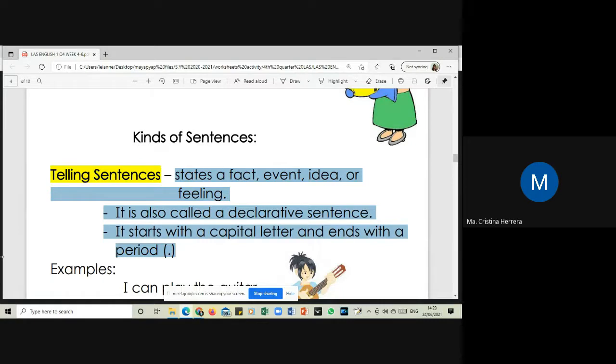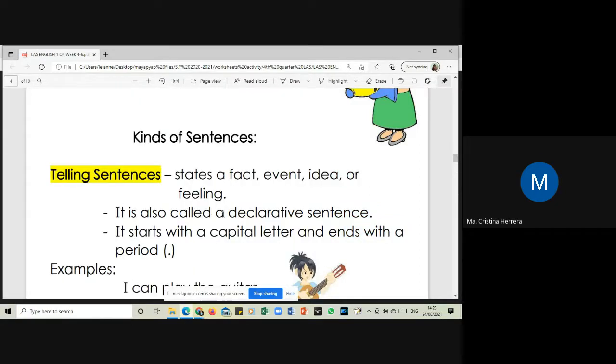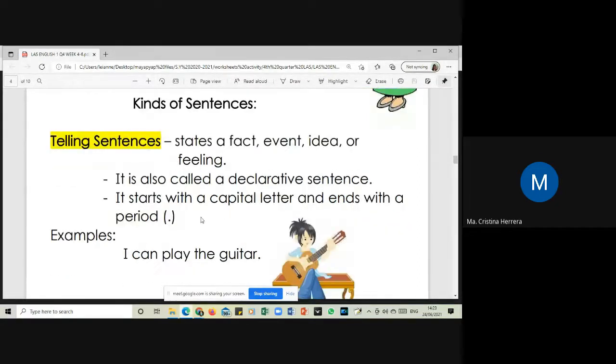The telling sentence is also called a declarative sentence. It starts with a capital letter and ends with a period. Example, I can play the guitar.